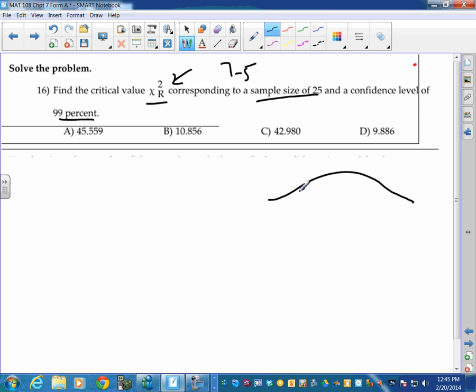Well, here's my distribution. Here is chi-squared on the left. Here is my chi-squared on the right. Remember, the confidence interval, 99%, is split up between both of these tails, 0.01 divided by 2 and 0.01 divided by 2.